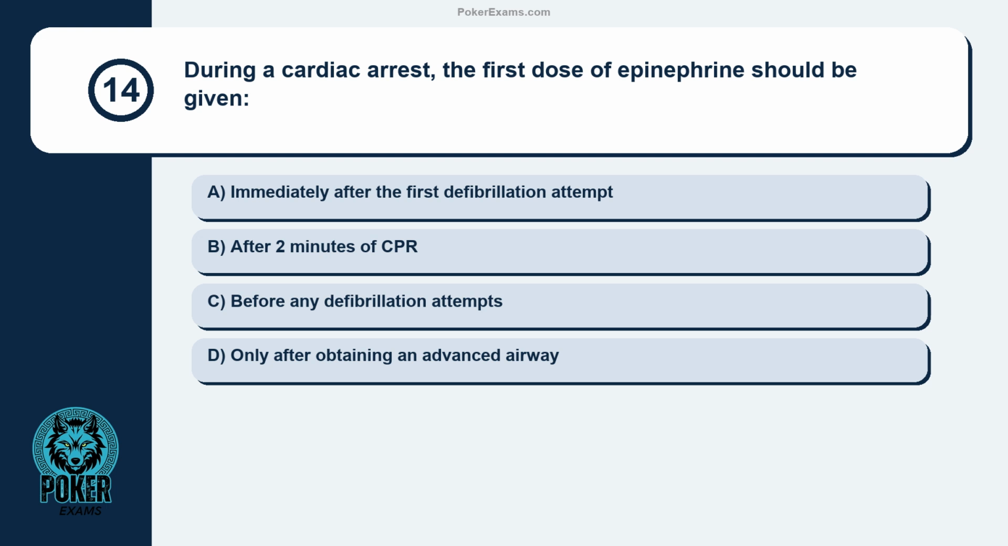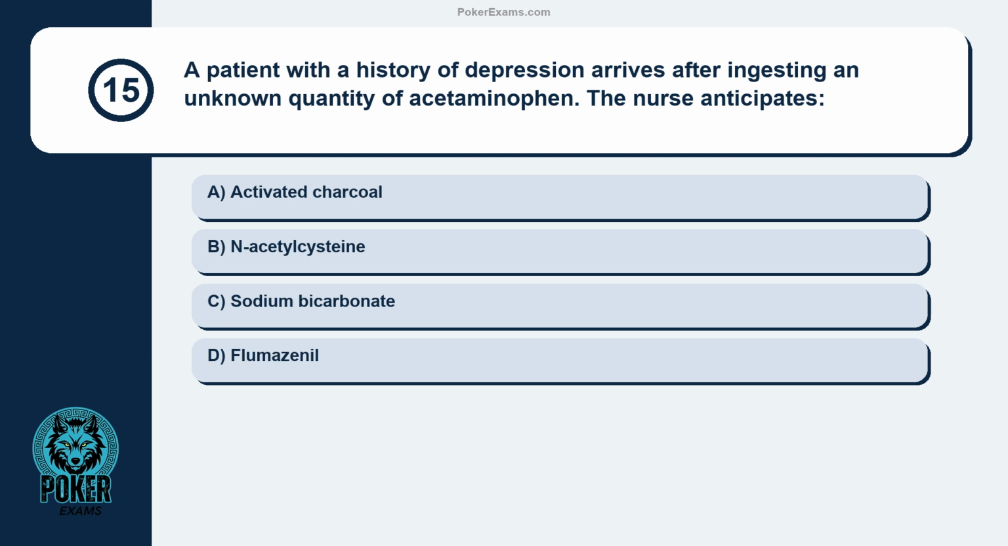Question 15. A patient with a history of depression arrives after ingesting an unknown quantity of acetaminophen. The nurse anticipates activated charcoal, N-acetylcysteine, sodium bicarbonate, flumazenol.